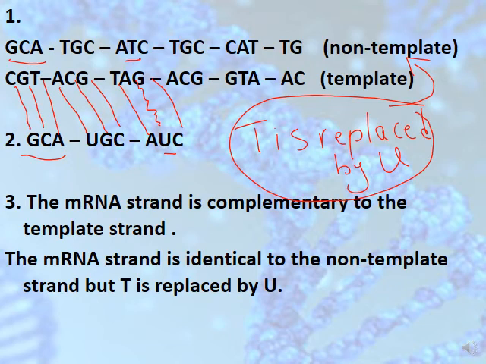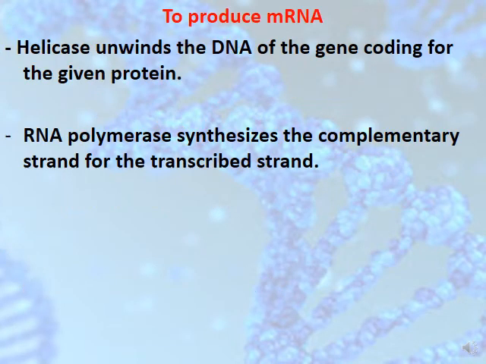So the third part: how can you relate the complementary template strand to the non-template to the mRNA? Template is the transcribed, is the non-coding. So it's complementary, but instead of T, it's U. While the mRNA strand is the same as the non-template, but T is replaced by U. And this is the case here. Non-transcribed, non-template, the coding is the same, but T is replaced by U.